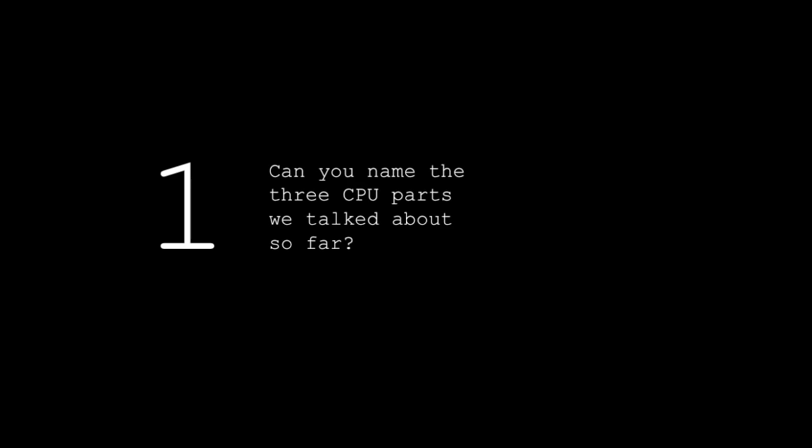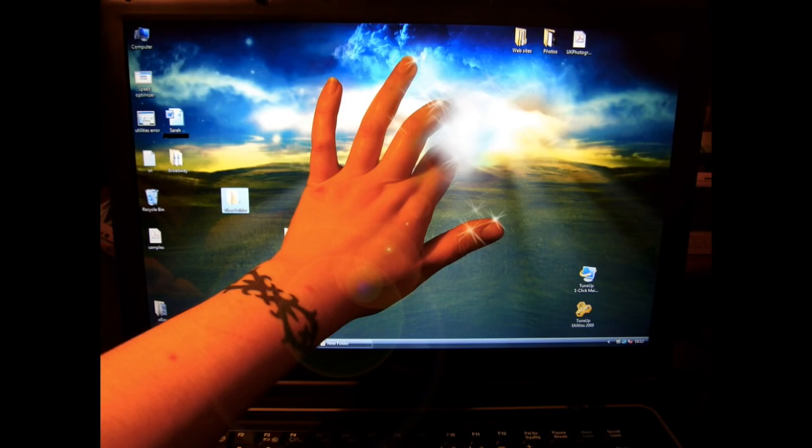Let's test your knowledge. Question 1. Can you name the three CPU parts we talked about so far? If you said RAM, registers, and ALU, you are correct. Question 2. Related to our example. Where would we add two numbers? The ALU, or Arithmetic Logic Unit, is correct. Nice work.